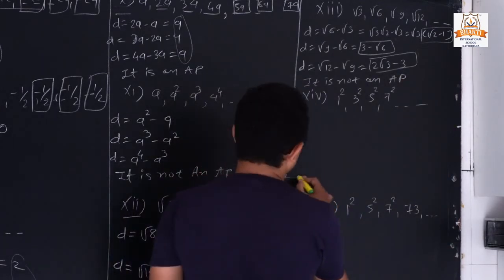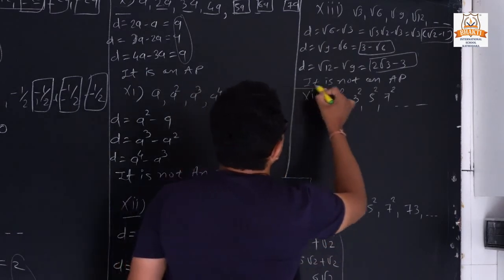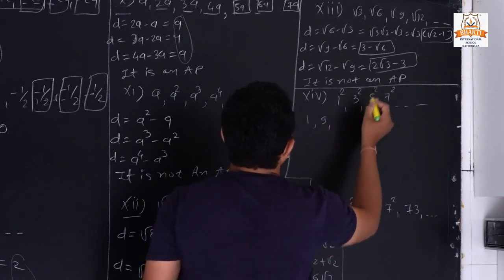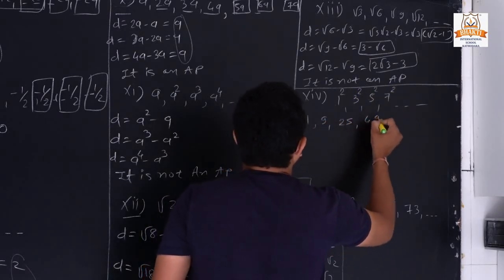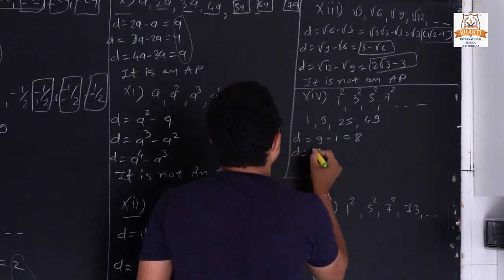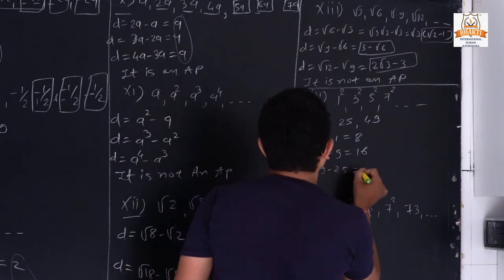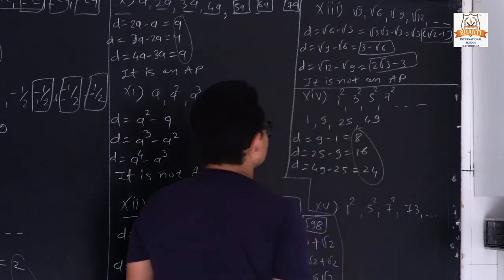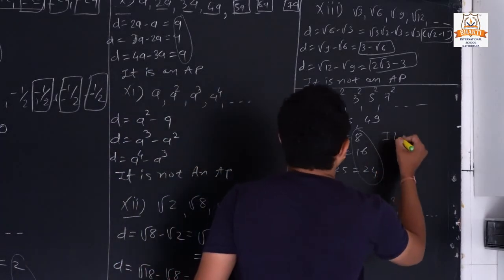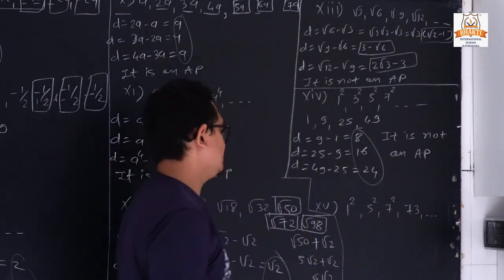Now next, 1 square is 1, 3 square 9, 5 square 25, 7 square it is 49. How can we find the difference? 9 minus 1 is 8, then 25 minus 9 is 16, then 49 minus 25 is 24. See that we do not get the same difference every time, so it is not an arithmetic progression.